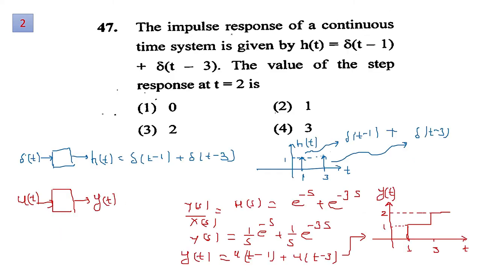Next, question number 2. The impulse response of a continuous time system is given by h of t, and we have to find the value of the step response. Now consider this block diagram. Impulse response means the input to the system is an impulse, and this is the given condition. You can plot the signal. There are two impulses, one existing at t equals 1 and another at t equals 3. We have to find the output of this system when the input given is a unit step.